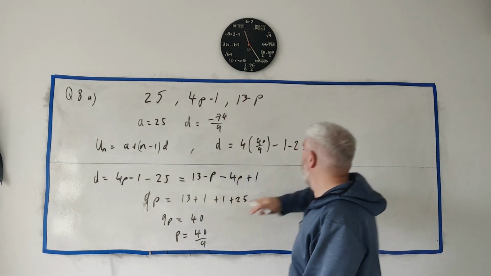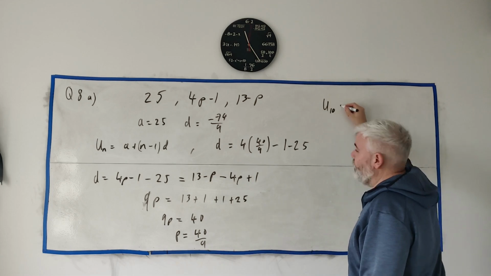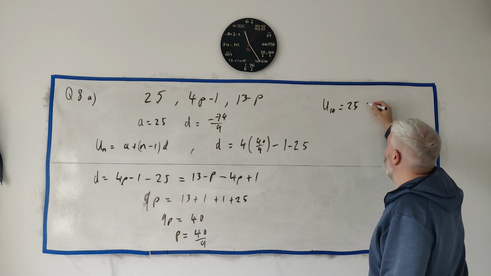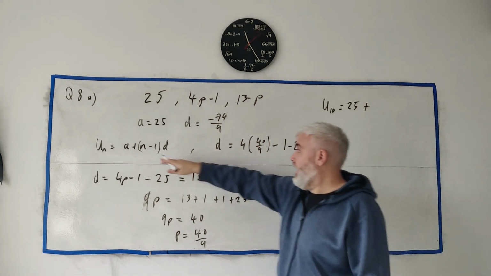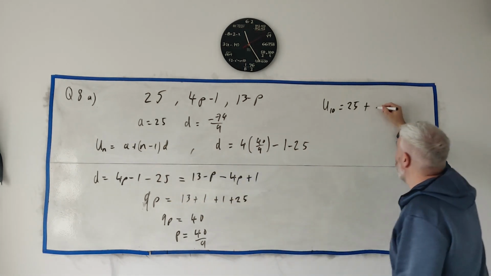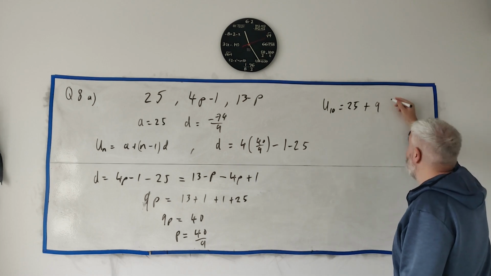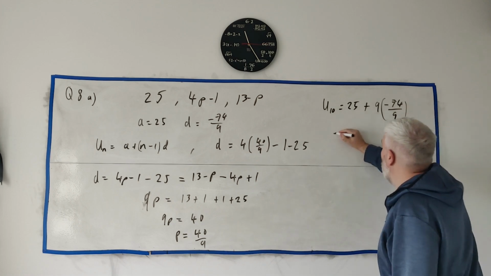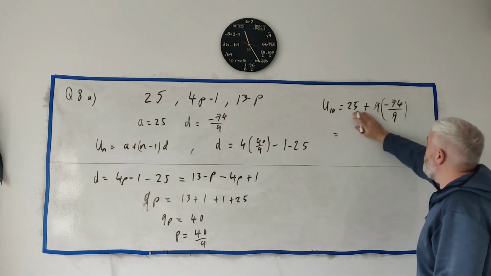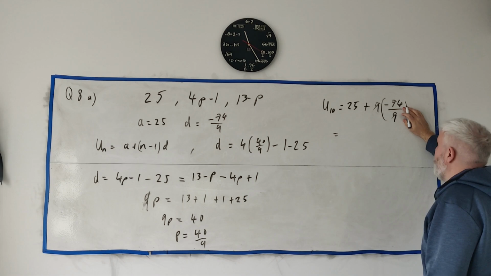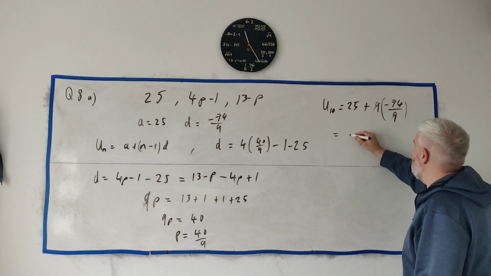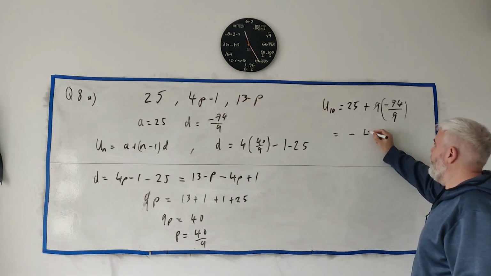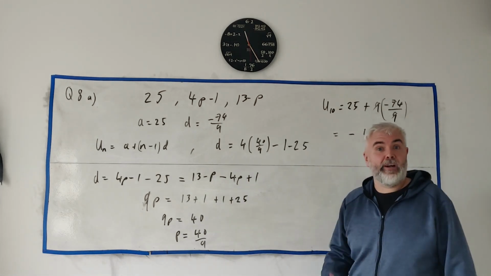So we use this formula I already wrote. The 10th term is equal to A, which is 25, plus n minus 1, n is 10, we're choosing n, which is 9, multiplied by d, which is minus 74 over 9. Nicely, the 9's cancel, so we just get 25 minus 74, which is minus 49, I think? Yeah, minus 49, and that's the answer to part A.